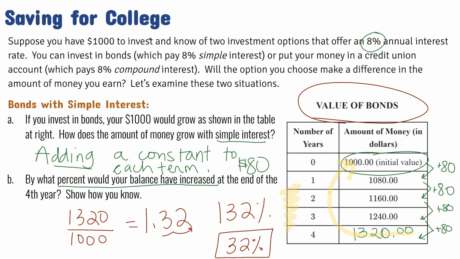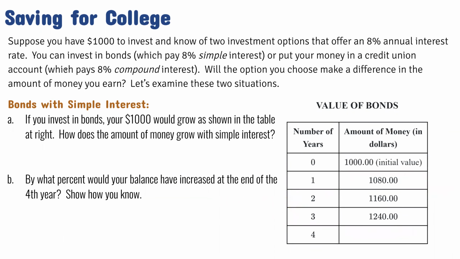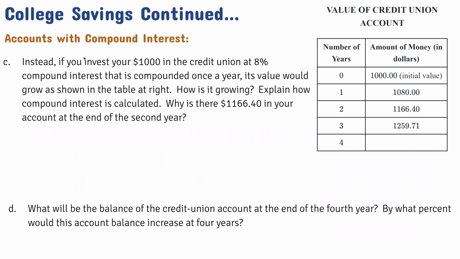So let's look at what it would look like if you decided to put it into a credit union where you get 8% compounded interest. Okay, so let's see. How is it growing? Explain how compound interest is calculated. Why is there 1166.40 in your account at the end of the 2nd year?